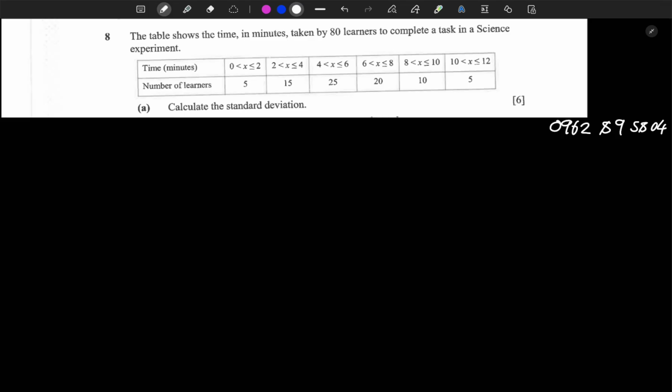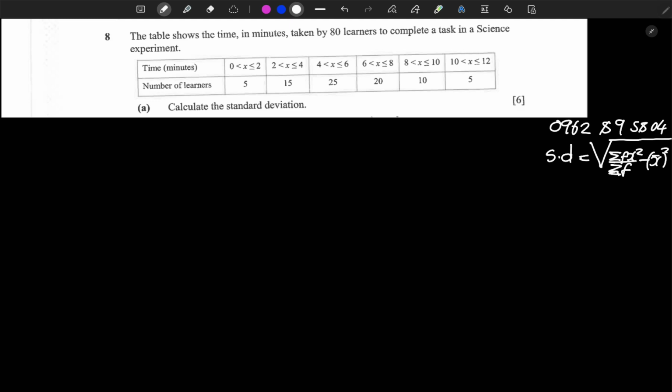The table shows the time in minutes taken by 8 learners to complete a task in a science experiment. We are given the table. The first row has time in minutes, the second has number of learners. Number of learners represents frequency, and we are told to calculate the standard deviation. Remember, standard deviation can be found in different ways, but we are going to use this formula: SD is equal to square root of summation of f of x squared over summation of f, minus mean squared.